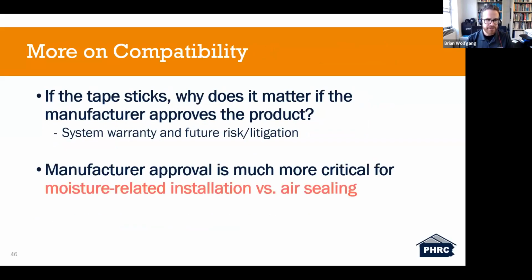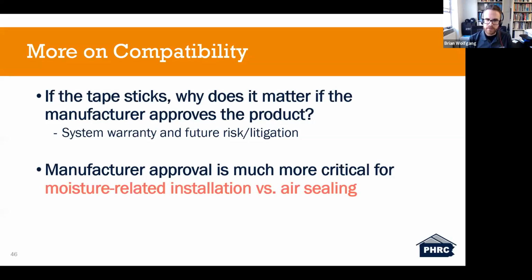So what I mean by that is, if the tape sticks, does it matter if the manufacturer that you're taping to approves the product? And to me, when it really matters most is if you're relying on a warranty from a system, for example. And often you're going to see this with a water-resistant barrier or a house wrap, where the manufacturer of that house wrap has an approved systematic approach to really establishing a drainage plane on the walls of that home. If that system has only certain approvals of the types of tapes that can be used, using alternative tapes is likely going to void that warranty.